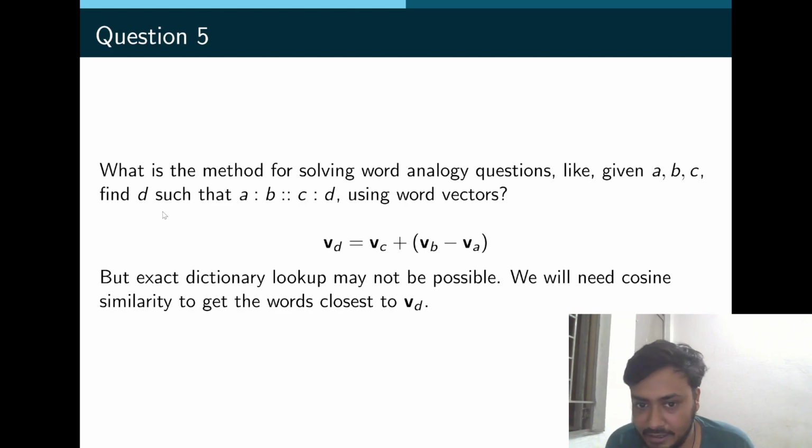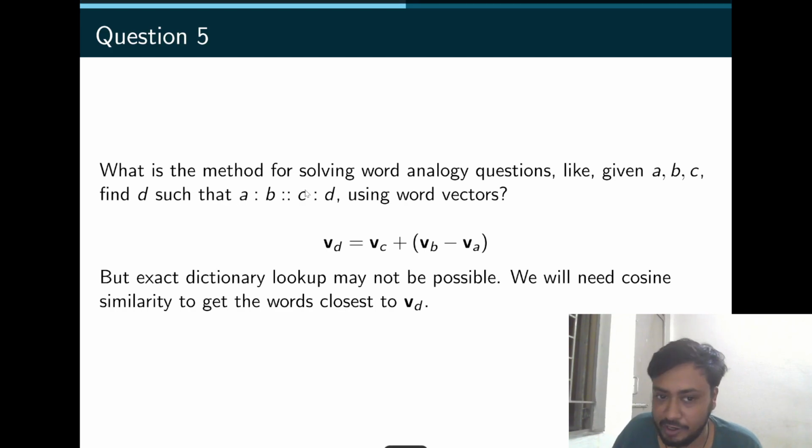So let me go over the idea again. Basically, these are three words A, B, and C, and you have to find a real word D in your dictionary such that this analogy holds. Now you have to do this using word vectors. Firstly, you don't know what the word D is. You have to find a word D such that the analogy holds. So you calculate VD using the formula directly.